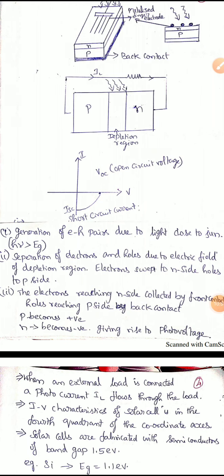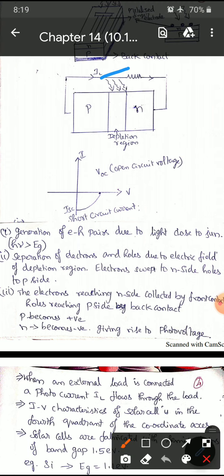In the generation step, electron and hole pairs, that is EH pairs, are generated due to the light close to the junction. That is, when light rays fall on the surface of a PN junction, electrons and holes are created.